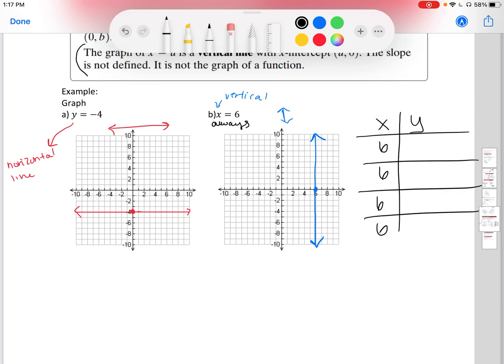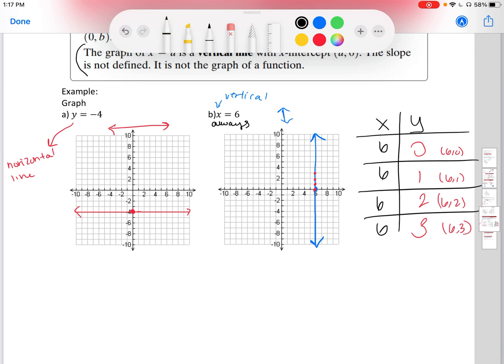Now what can y be? We were never told. So we can make y whatever we want. Let's say 0, 1, 2, 3. Now we have points. We have the point 6, 0. We have the points 6, 1, 6, 2, and 6, 3. So let's plot them. And if we connect them, we can see the line we are working with.